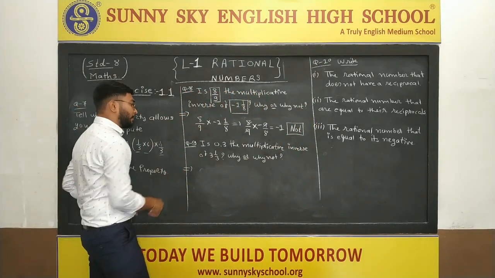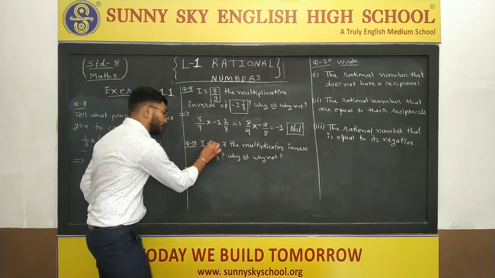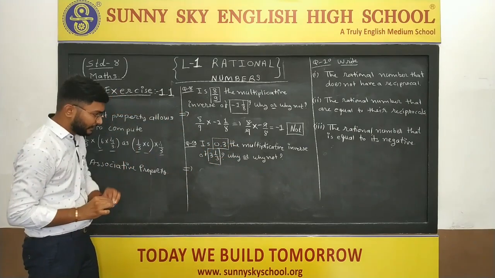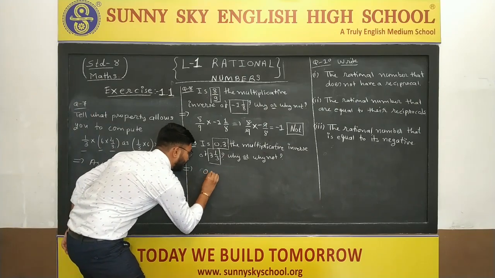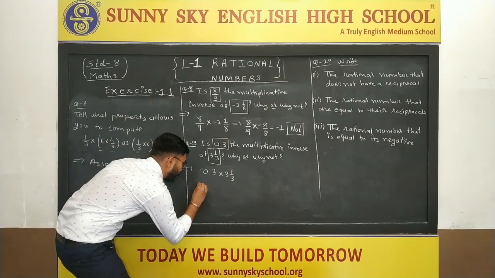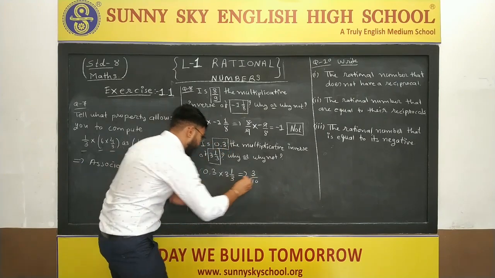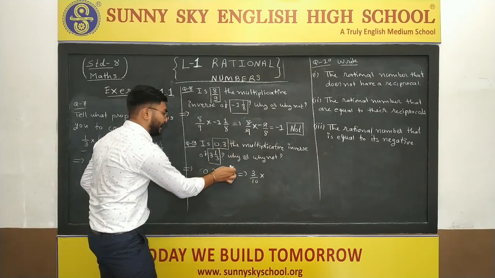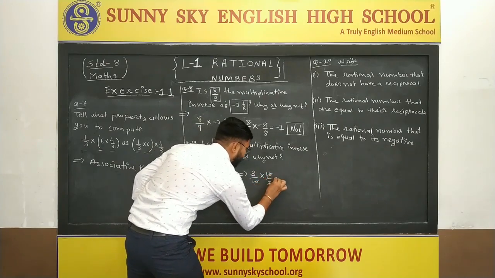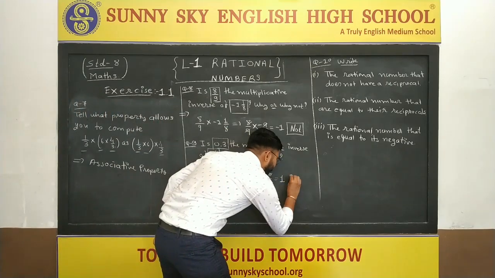Understood? Same with the second question: is 0.3 the multiplicative inverse of these or not? Here also simply multiply these and these. If the answer is 1, then it is the multiplicative inverse, otherwise not. See, 0.3 multiplied by 3 integer 1 by 3. 0.3 means 3 by 10, multiplied by 3 times 3 plus 1, 10 divided by 3. Here 3, 3 cut, 10, 10 cut, therefore the answer is 1. Yes, then these are multiplicative inverses.